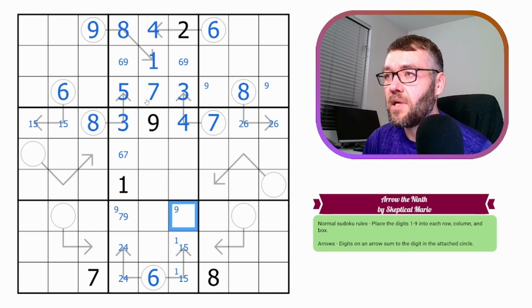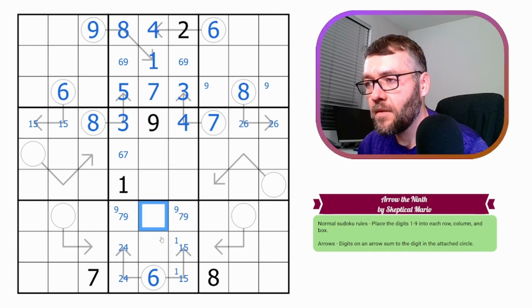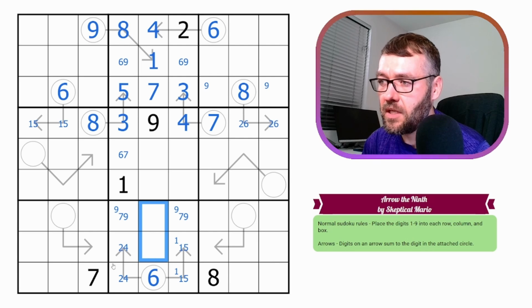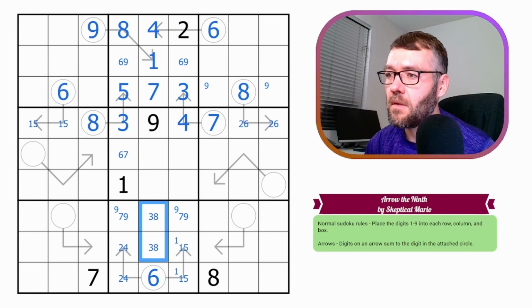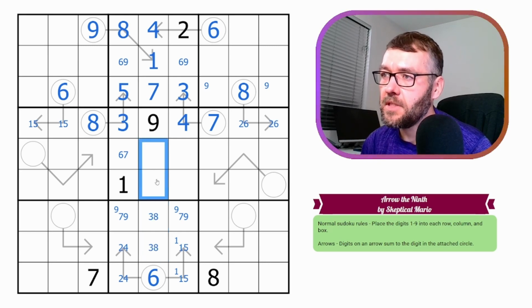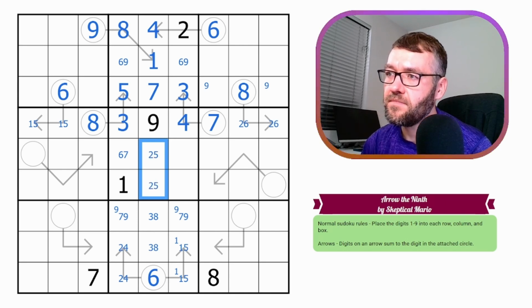Actually, this is a 7, 9 pair because of the 7, 9 looking down here. So this is 7, 9. That also makes this a pair. This is now a 3, 8, which makes this 2, 5.